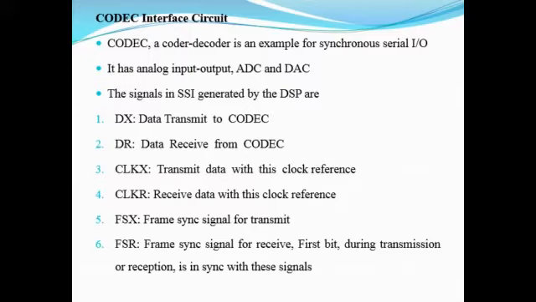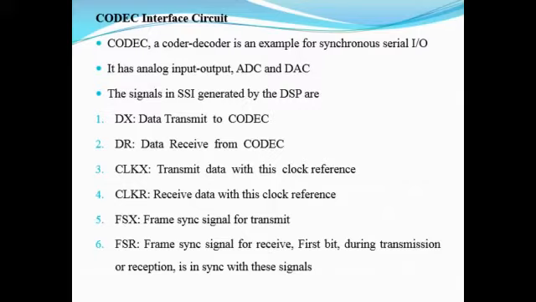Similarly, a data transmit signal and a data receive signal, to a codec and from a codec. FSX, the frame signal for transmitting, which is a sync signal. So the frame sync signal for transmit is represented as FSX. FSR is the frame sync signal for receiving. So these are the 6 signals that we come across in a codec interface circuit.